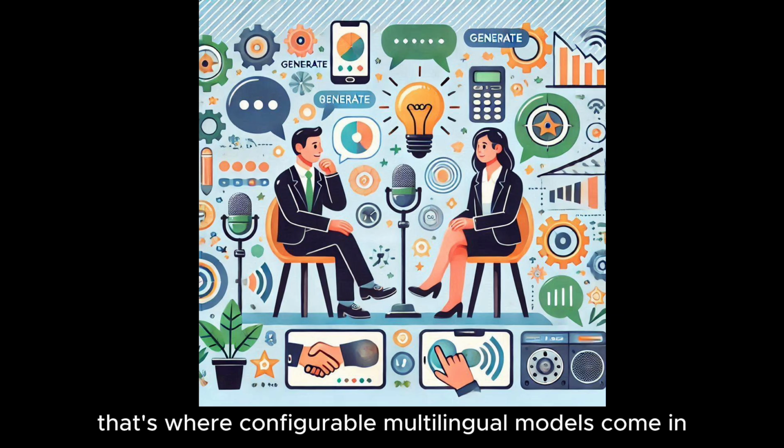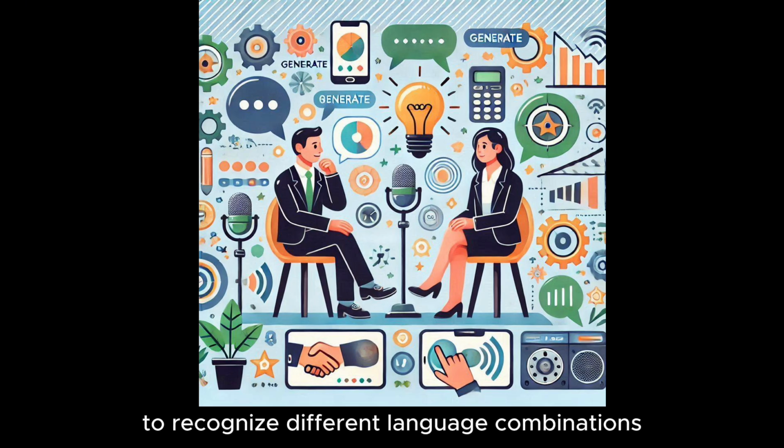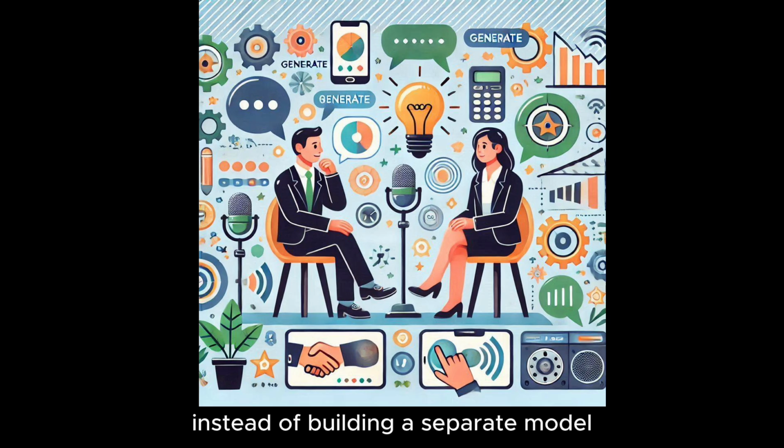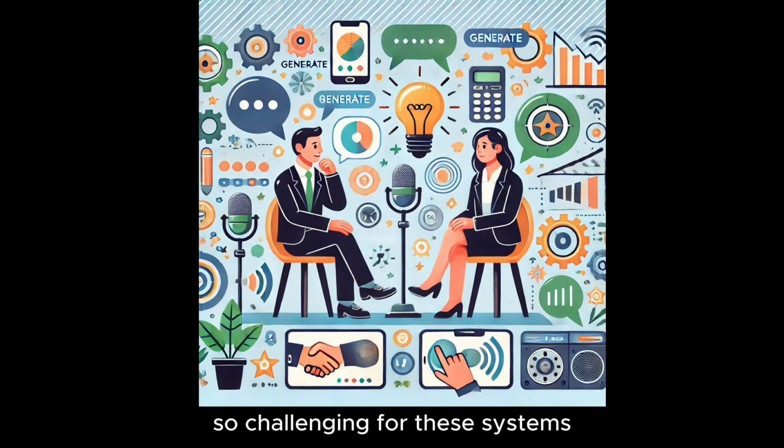is it always about making them bigger and bigger? That's where configurable multilingual models come in. These are adaptable systems that can be adjusted to recognize different language combinations. Ah, so instead of building a separate model for every language combination, you have one flexible system. Exactly. That's really clever.